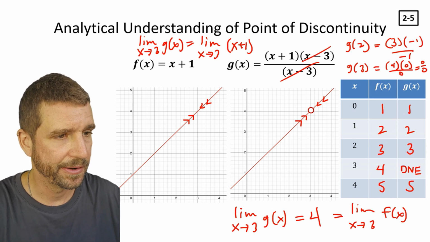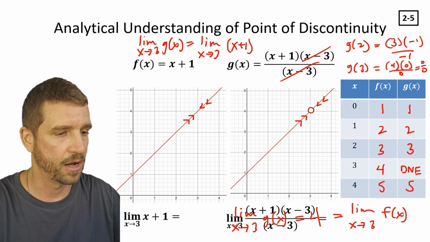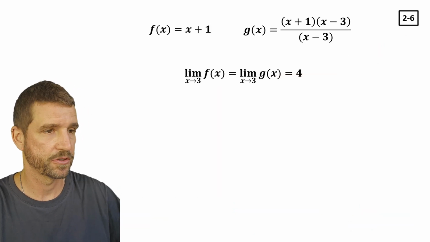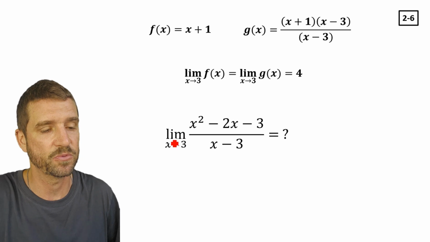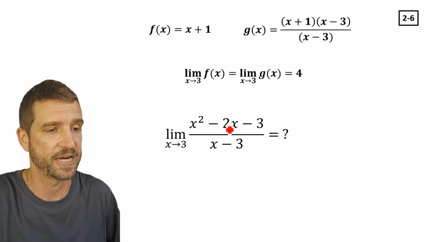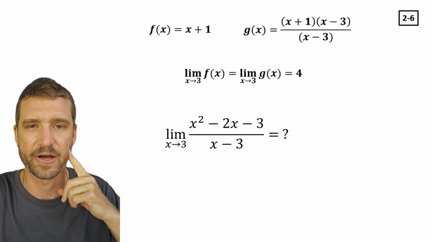So, let me talk a little more about this, okay? So this is what we've already done. So what if I were to just give you something like this? What's the limit as x approaches 3 of x squared minus 2x minus 3 over x minus 3? Pause the video and think about this for a second.